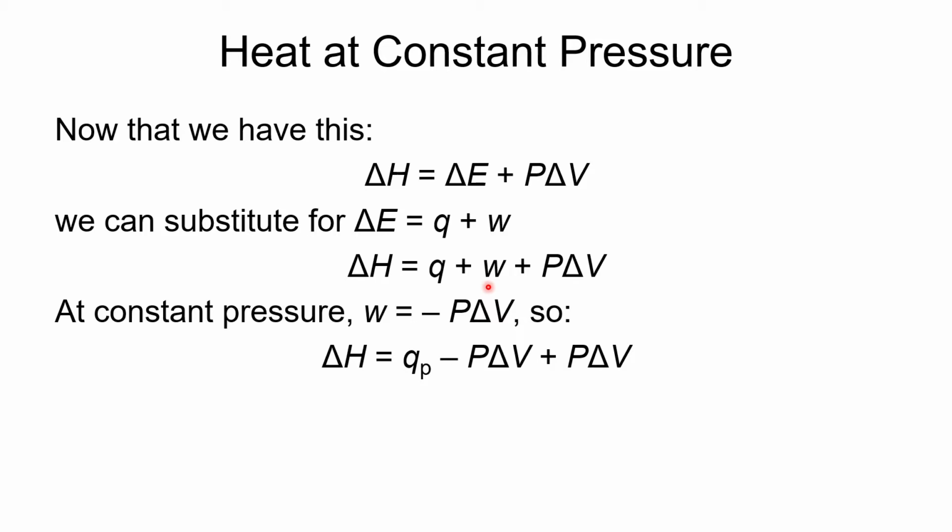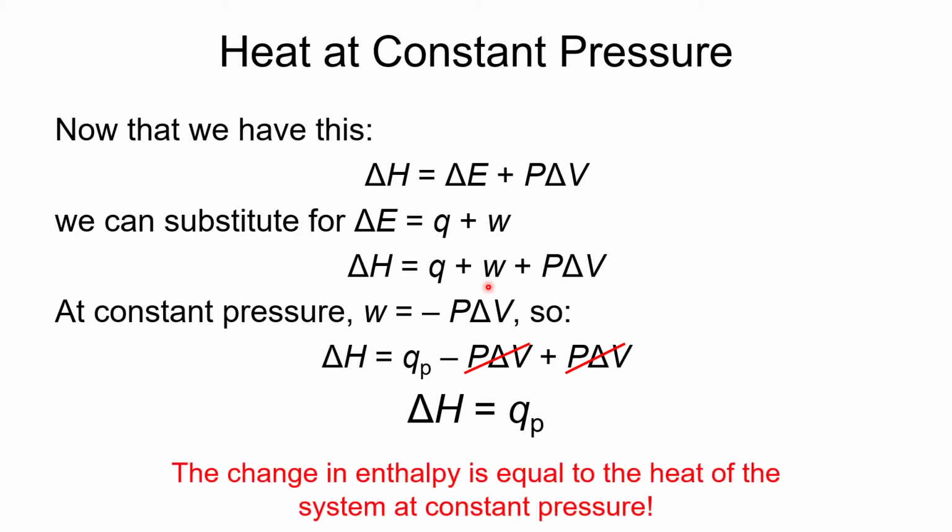Well, those two P delta V's are going to cancel out, and we will end up getting that delta H is equal to the Q at constant pressure. And that's what the little subscript there means, is that it is at constant pressure. Now, if it's not at constant pressure, let's say it's at constant volume, we'll deal with that in a second. The change in enthalpy is equal to the heat of the system at constant pressure. And then, like I said, if it's at constant volume, then it's a little bit different, but it's actually even easier to come up with.